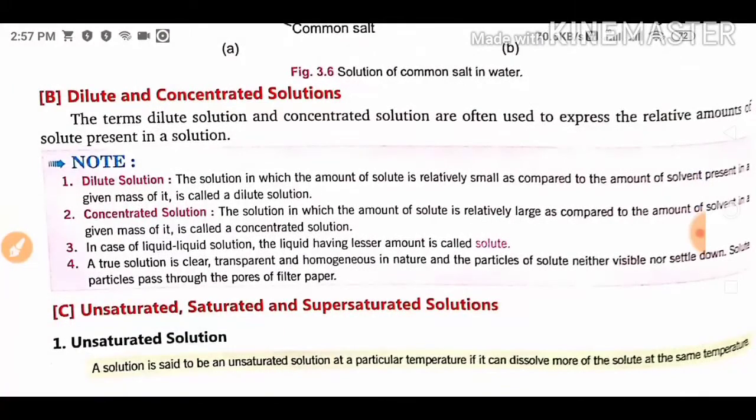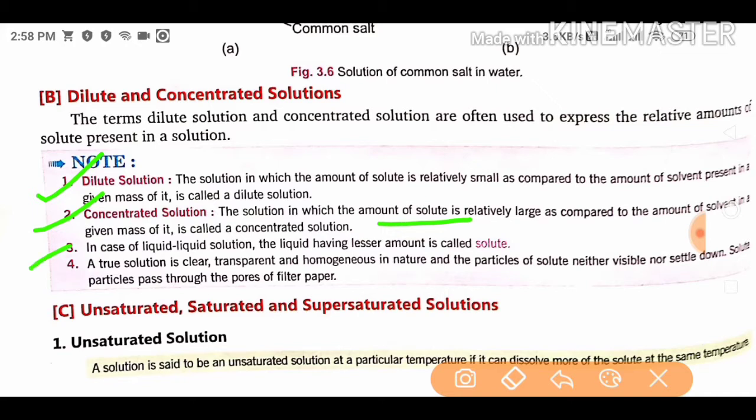Dilute and concentrated solutions. Dilute means the solution in which the amount of solute is relatively small as compared to the amount of solvent present in a given mass of it. It means when there is more solvent in a solution, it is called a dilute solution. Concentrated is the solution in which the amount of solute is relatively larger. Vice versa, in a dilute solution the amount of solute is less, and in a concentrated solution the amount of solute is higher than the solvent.